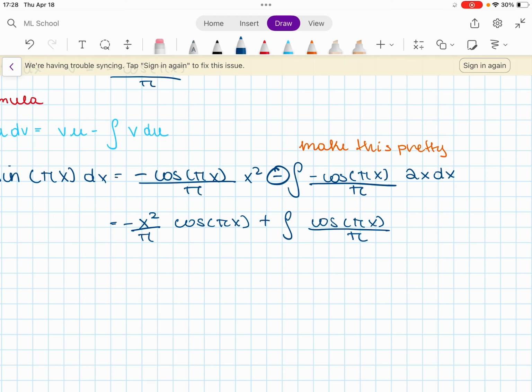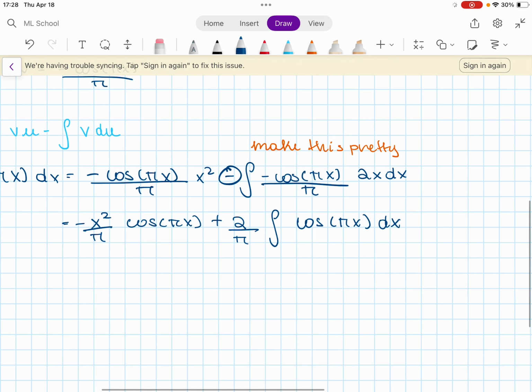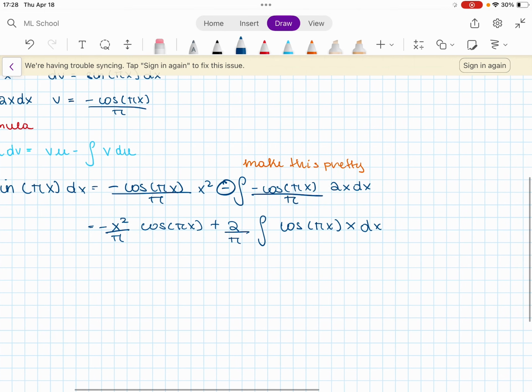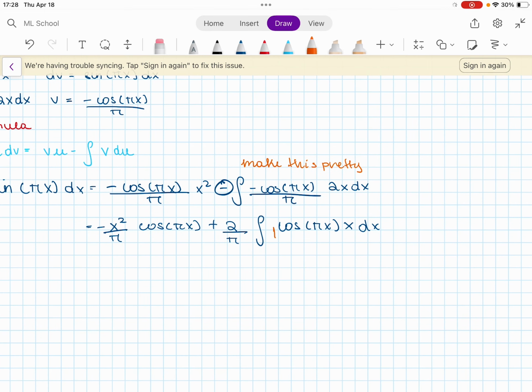And then here we have 2Ā·x. So actually we can move the 2 up front. So what we will do is better: 2 divided by pi, and then the integral of cosine pi x, and then don't forget about the x, sorry, I forgot, so dx. Okay? And here we have another integration by parts.